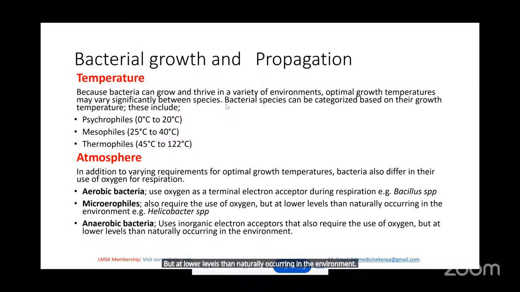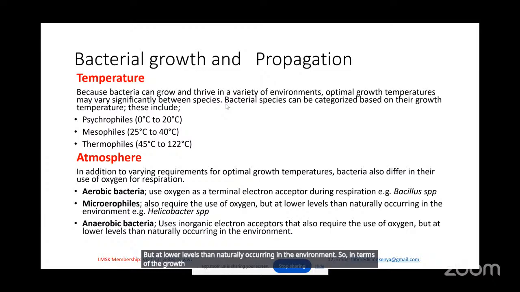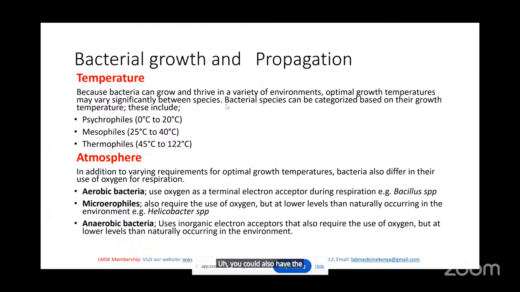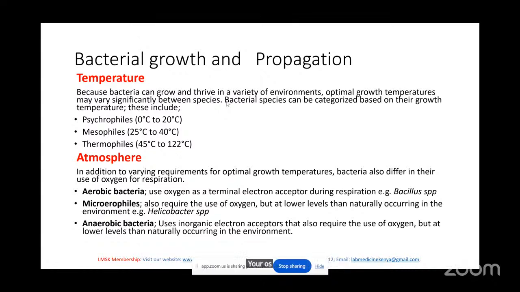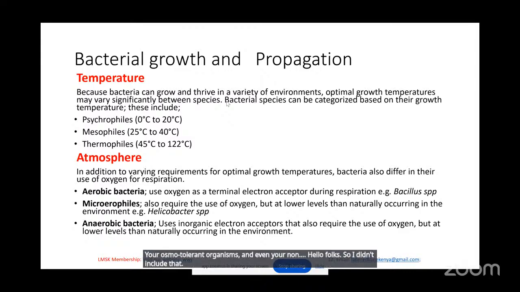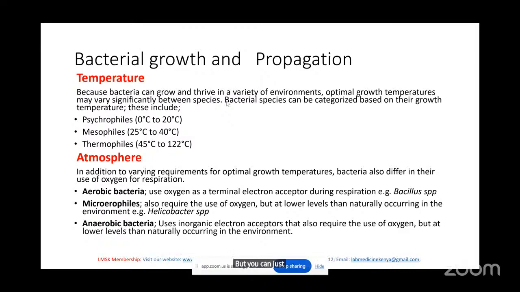In terms of the growth requirements, you could also have the salt concentration requirements, where you have your halophiles, your osmotolerant organisms, and even your non-halophiles. I didn't include that on the slide, but you can just note that as well.